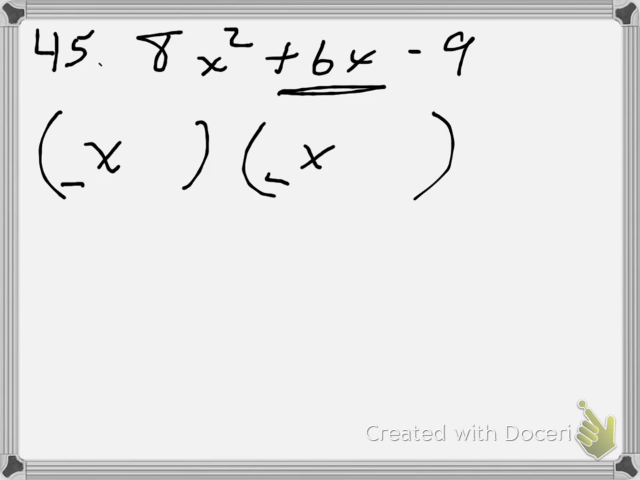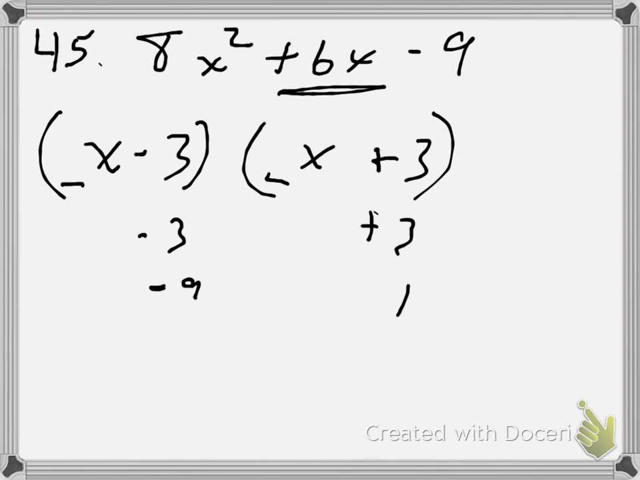I have a negative 9 in the back, so I have a couple of options for what I could put in the back. I could put a negative 3, a positive 3, I could put a negative 9, and a 1. So we're going to start with a positive 3 here and a negative 3 here.